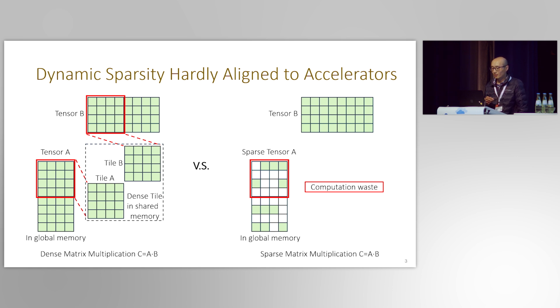Let's first look at the current compiling technique for dense computation on the left. It splits the computation into tiles. The data are loaded from global memory to shared memory with saturated read-write transactions. The computation of the tile is evenly distributed on the computation cores with minimized bank conflict during data access. So the dense computation is well aligned to each level of the accelerators. However, aligning the dynamically changing sparse tensors introduces a lot of computation waste.